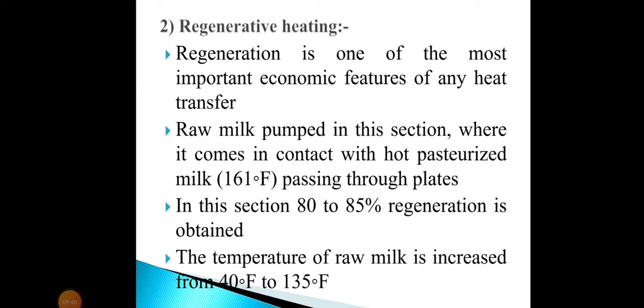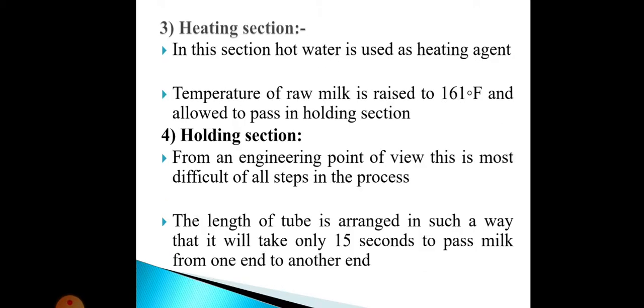Then regenerative heating. Regeneration is one of the most important economic features of any heat transfer. Raw milk is pumped into this section, where it comes in contact with hot pasteurized milk, that is at 161 degrees Fahrenheit, passing through the plates. In this section, 80 to 85% regeneration is obtained. The temperature of raw milk is increased from 40 degrees Fahrenheit to 135 degrees Fahrenheit.